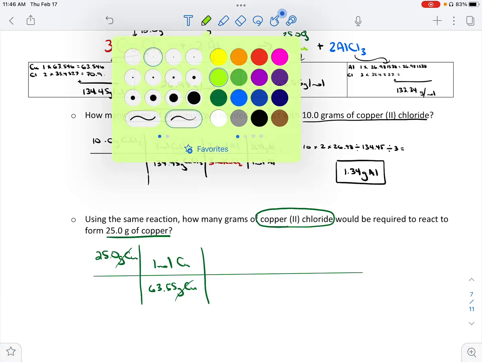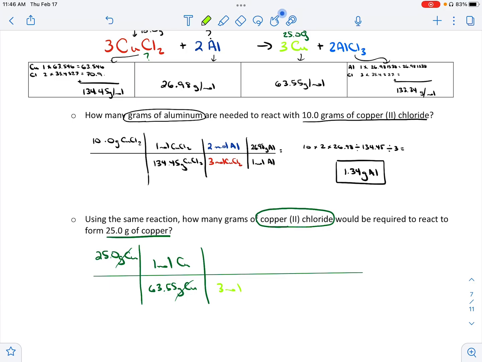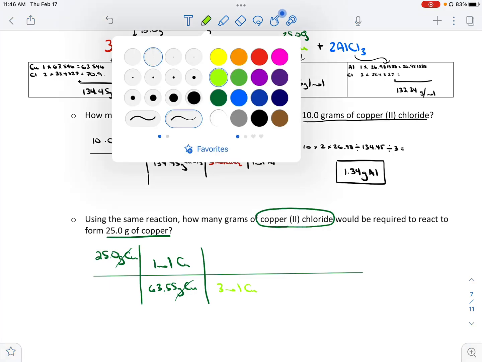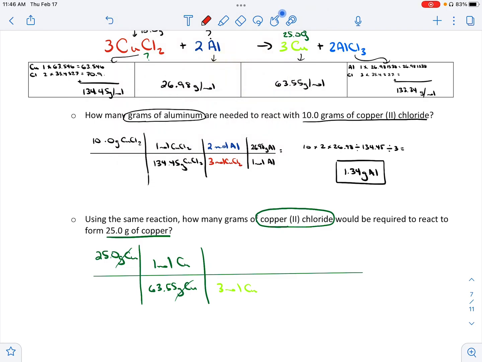So on bottom, we're going to put 3 moles of Cu. On top, we're going to put where we're going. In this case, it's copper 2 chloride, so we'll put 3 moles of CuCl2 on top. Hopefully you're seeing that's going to cancel. You're absolutely right. Not only do moles of Cu cancel, but those 3's cancel, so we don't even have to include that in our calculator if we don't want to. And our last step is to multiply by the molar mass of CuCl2, which we found above, 134.45 grams per mole of CuCl2. Moles of CuCl2 cancel, so we're ready to do our math.